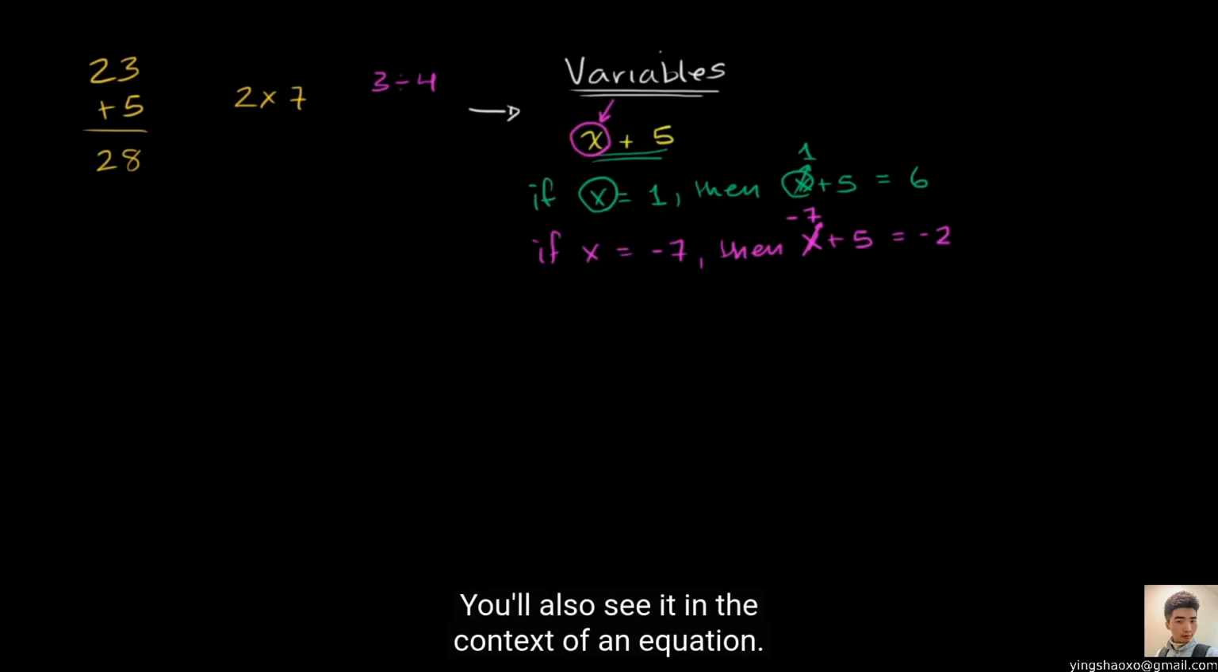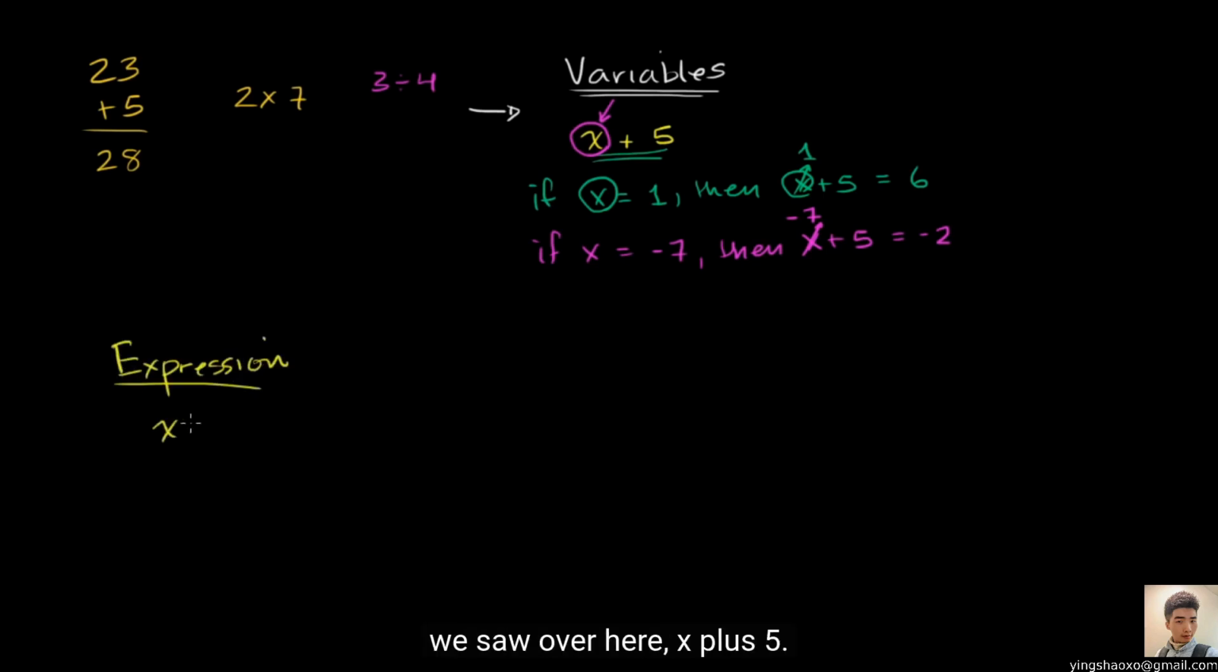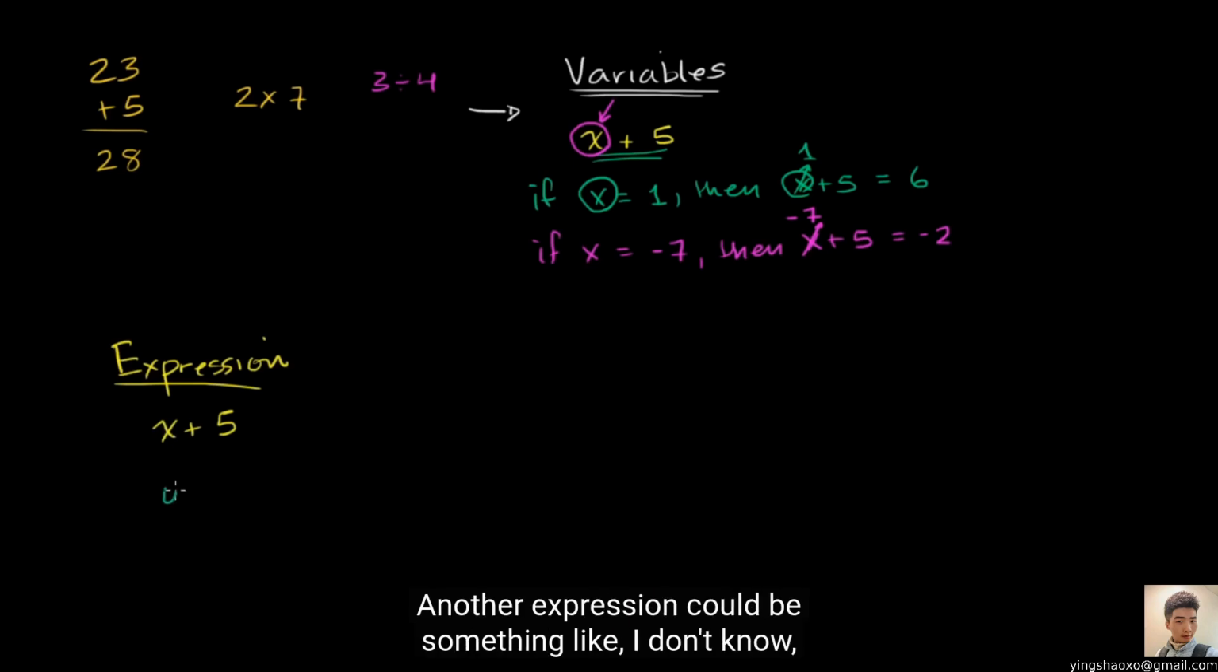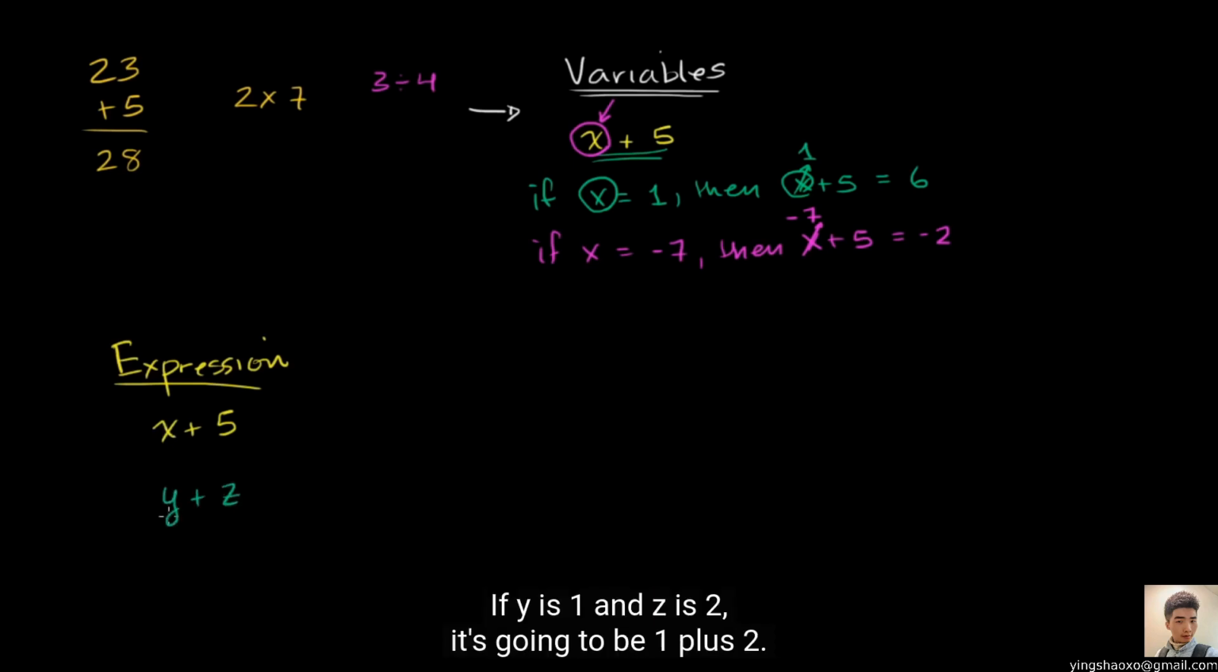You'll also see it in the context of an equation. It's actually important to realize the distinction between an expression and an equation. An expression is really just a statement of value. So an expression would be something like what we saw over here, x plus 5. The value of this expression will change depending on what the value of this variable is. And you could just evaluate it for different values of x. Another expression could be something like, I don't know, y plus z. Now everything is a variable. If y is 1 and z is 2, it's going to be 1 plus 2. If y is 0 and z is negative 1, it's going to be 0 plus 1. These can all be evaluated, and they'll give you a value depending on the values of each of these variables that make up the expression.